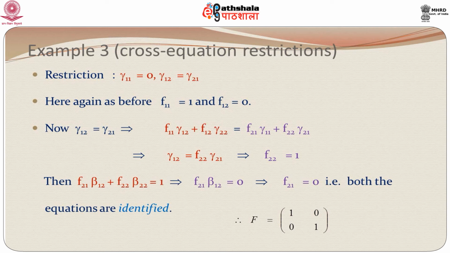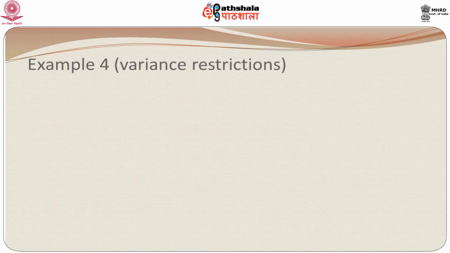So, in this case we see that cross equation restrictions also help us to identify the equations. It is not necessary that the restriction should be restricted to a single equation only. The parameters across the equations can be used to identify the equations.